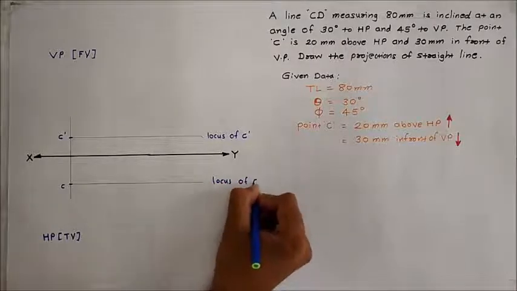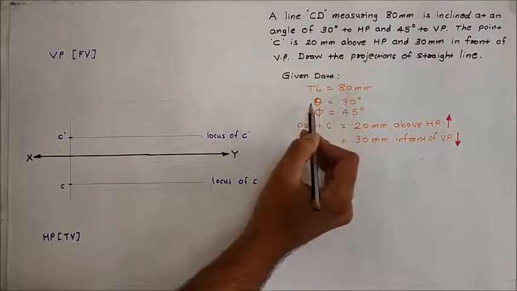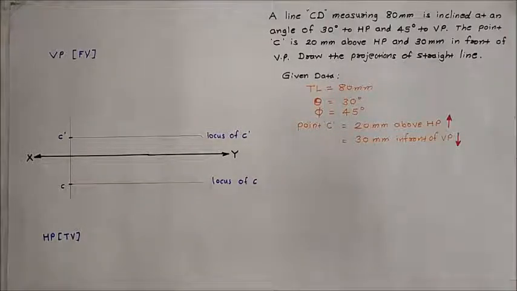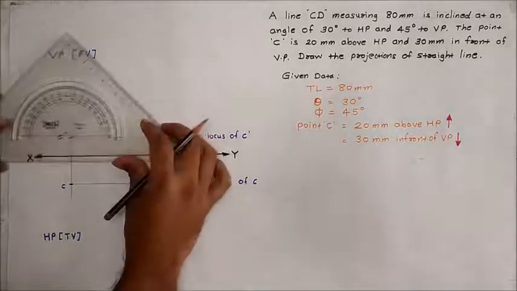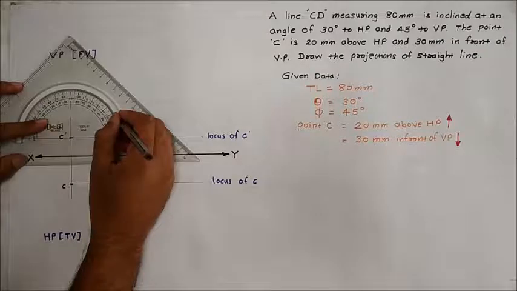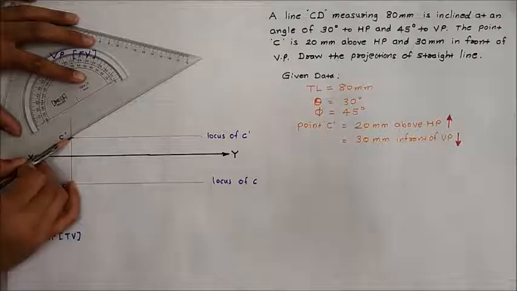This line is the locus of C. So the true length of the line is known, and this line is making a 30-degree angle with the horizontal plane and a 45-degree angle with the vertical plane. The angle made with the horizontal plane is visible in the front view. The angle made with the vertical plane is visible in the top view. At first, we will draw the true length making an angle of 30 degrees with the horizontal plane. So, draw a line which passes through point C dash and makes an angle of 30 degrees.